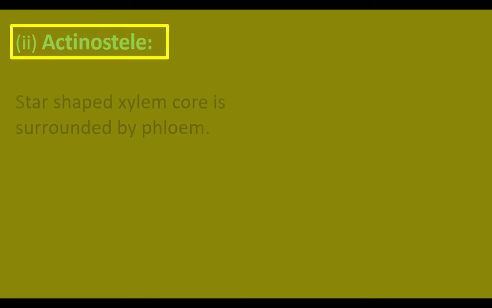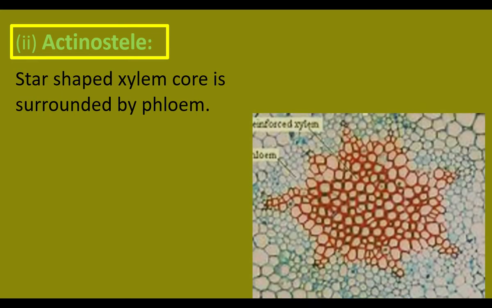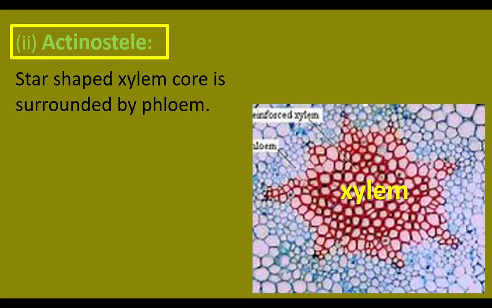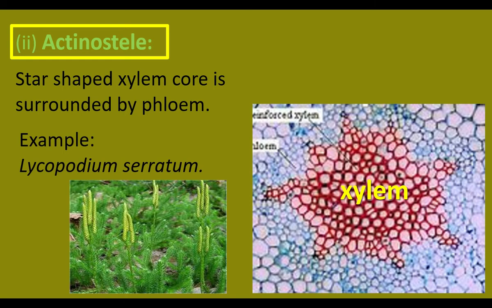Actinostele. Star-shaped xylem core is surrounded by phloem. Here there is star-shaped central xylem. It is surrounded by phloem. A ring of phloem surrounds the star-shaped xylem. Example, Lycopodium serratum.